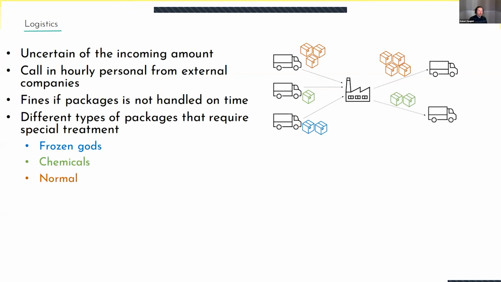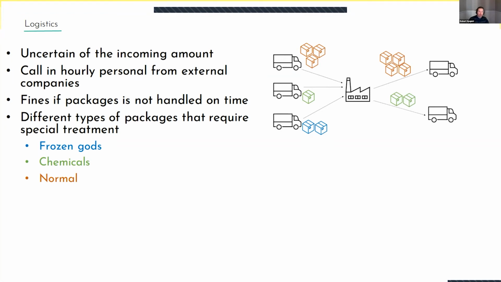So the problem here is that you have an uncertainty of the incoming amount of packages because there are delays when driving. If you drive throughout the whole of Europe, there are many ways they can be delayed. You also don't know if the trucks that will pick up packages will come in time as well. And here they used hourly personnel from external companies, so each extra person that they didn't need cost quite a lot of money for the company. They also got fines if packages were not handled on time. If the truck had to wait to be offloaded or loaded, they got a fine for it. So they need to minimize the amount of people working, but they also can't have delays on handling packages.